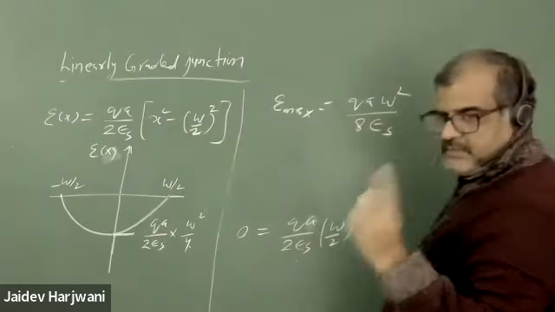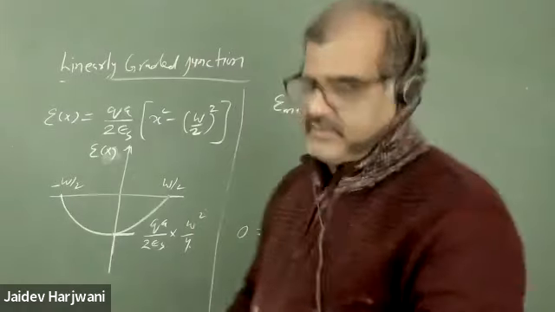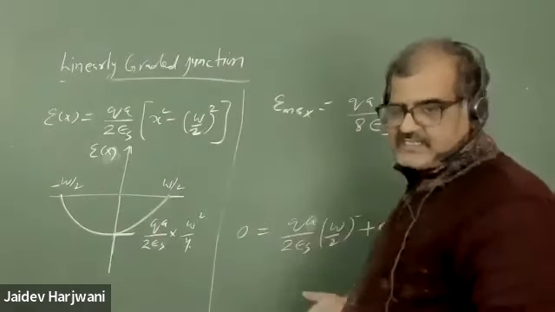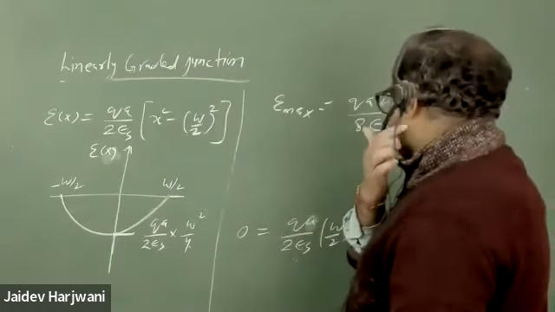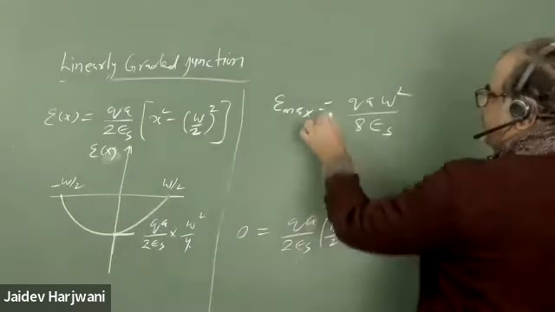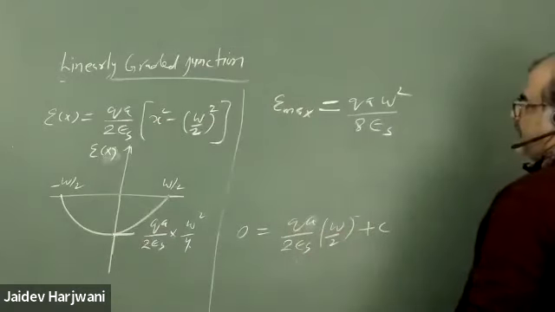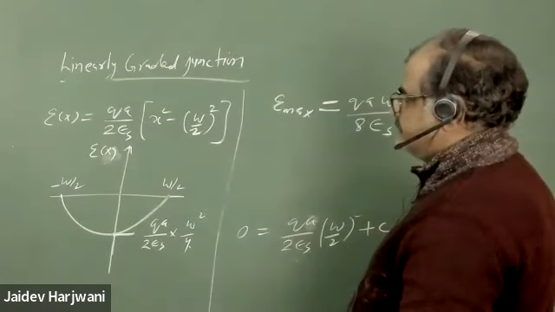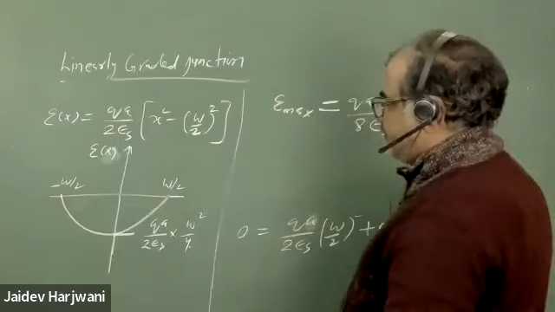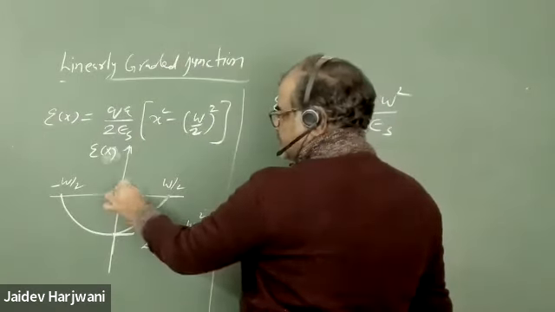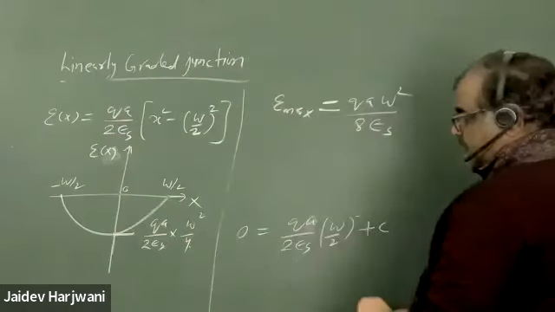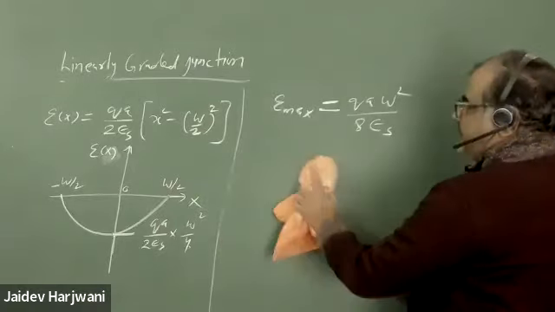You should also remember the dependence: how E max depends on W, and how W depends on built-in potential. That type of question they ask in the exam. So this is your E max, q a upon 8 epsilon_s, W square. How does that come in that graph? You put x equal to 0 here, this is x equal to 0. Okay, so you got E max, and this is your expression for E max.